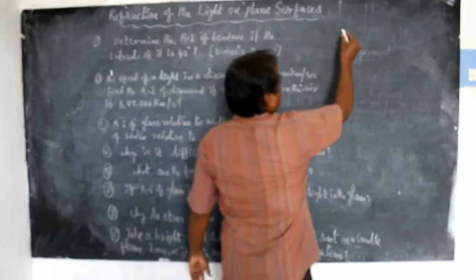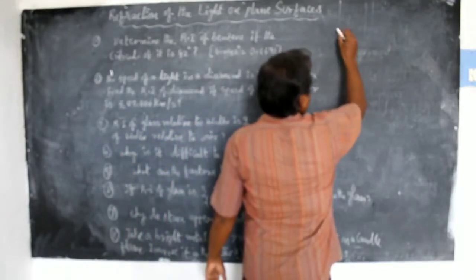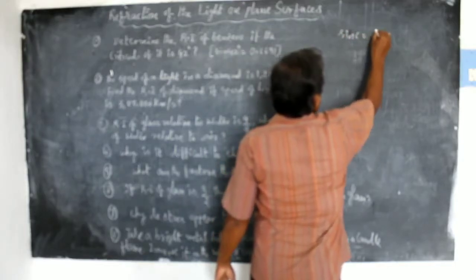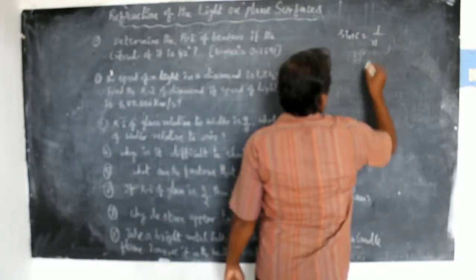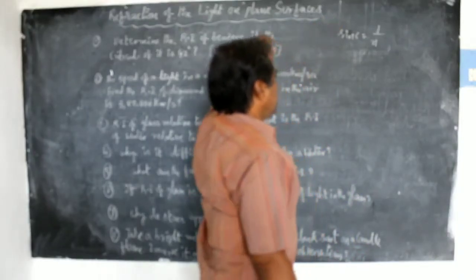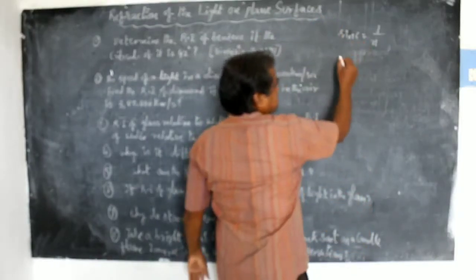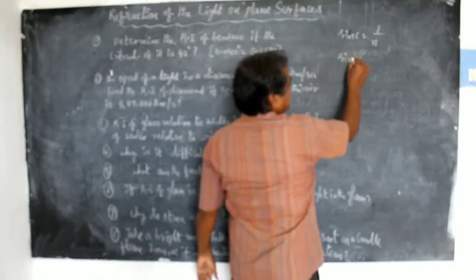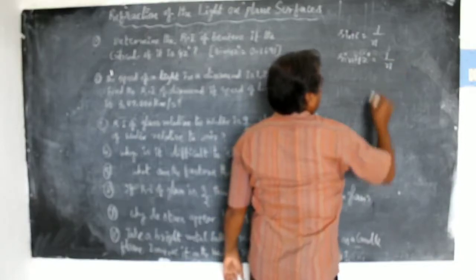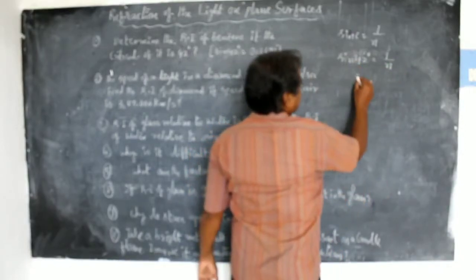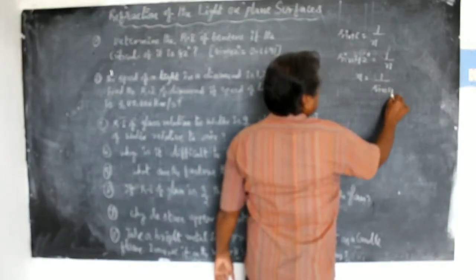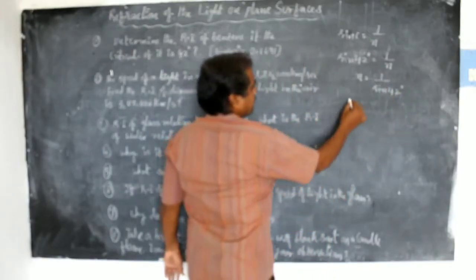So, sin C is equal to 1 by n. This is the formula for critical angle. Here critical angle is given: sin 42 degrees is equal to 1 by n. By cross multiplication, n is equal to 1 by sin 42.